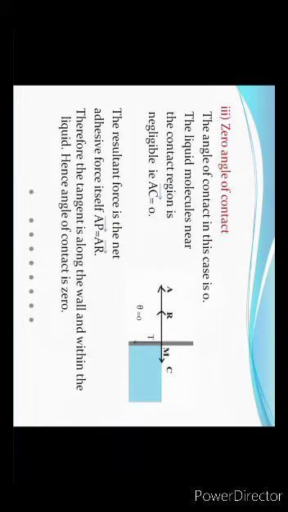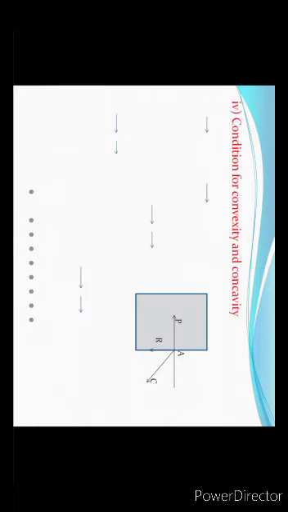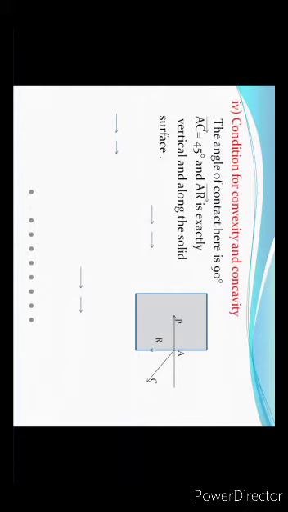So, we have studied three types of angles. One is acute angle, concave meniscus; one is obtuse angle, convex meniscus; and this is zero angle of contact, that is, no meniscus. Okay. Now the last thing that remains is 90 degrees. This is again the same. It is a hypothetical concept. It is not a reality. It is just an imaginary experiment. The angle of contact here will be 90 degrees. So AC will be at 45 degrees and AR will be vertically down along the solid surface.